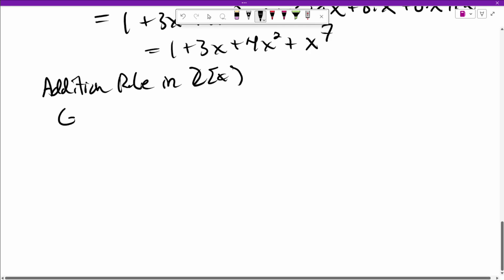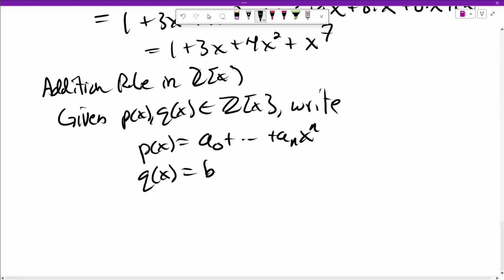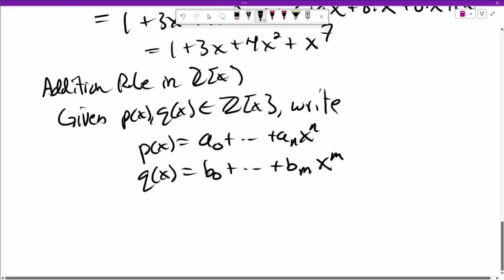So given two polynomials, p and q here, we want to say what it means to add them. What we can do is write out what p is. It's a bunch of sums of monomials, and we can write out what q is. I'll use b's for q. But the degree of p might be different than the degree of q. So n and m should not necessarily be the same thing.